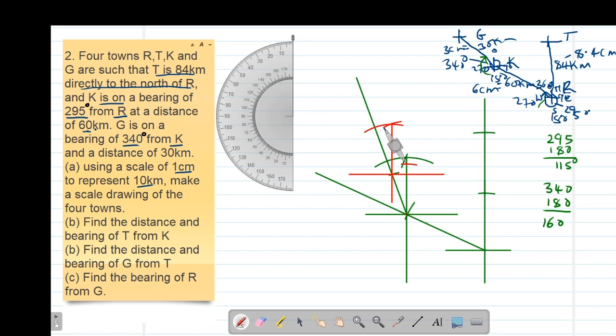So the first point was point R, so this is our point R. Then I put a north on that point R. Then this was point T. Yeah, I think point T was to be here. This was 8.4 centimeters. So this is point T.